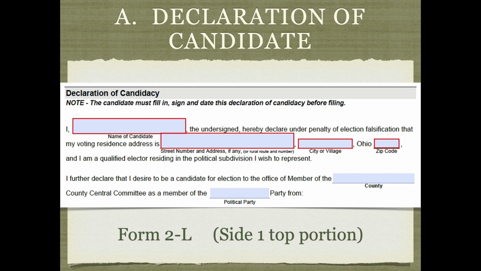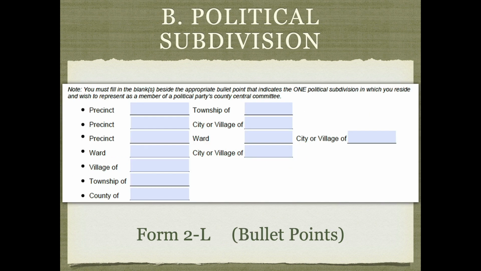Complete the Declaration of Candidate section by providing your name as registered, your voting address, your county, and your party. Fill in the blanks for only one of the bullet points designating your political subdivision represented to the County Central Committee and the date of the primary election. Check with your BOE to make sure you are selecting the right bullet point and filling in the blanks properly. After you've selected your proper bullet point, then make sure you fill in the date of the primary election.